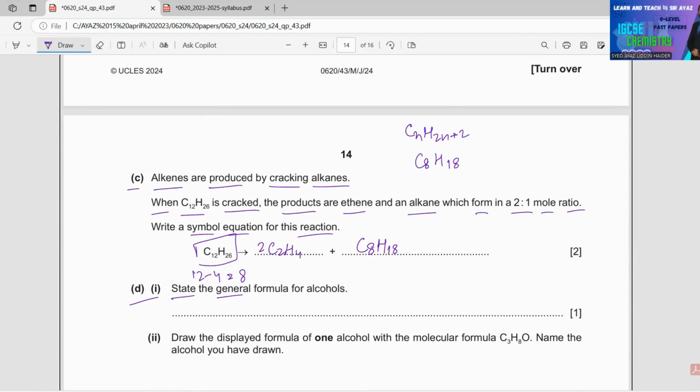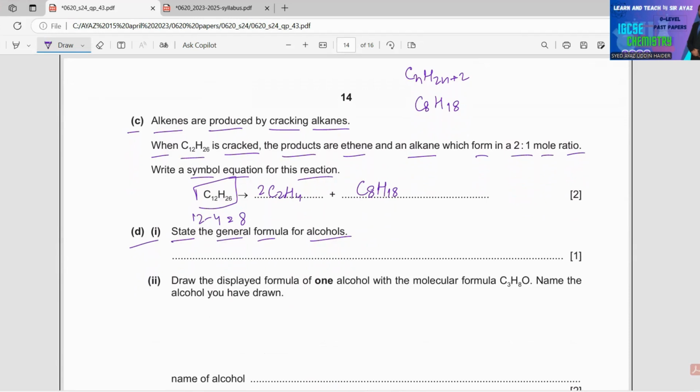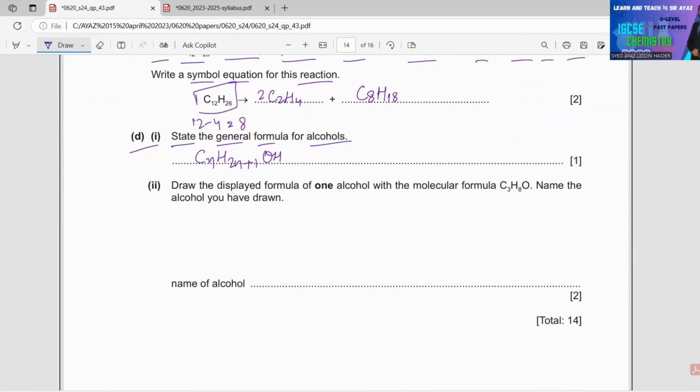D1, state the general formula for alcohols. General formula for alcohols, it's CnH2n plus 1 OH. Part 2. Draw the displayed formula of one alcohol with the molecular formula C3H8O. Name the alcohol you have drawn. C3H8O, it must be propanol. Now, propanol, you must have 1 OH in this propanol.